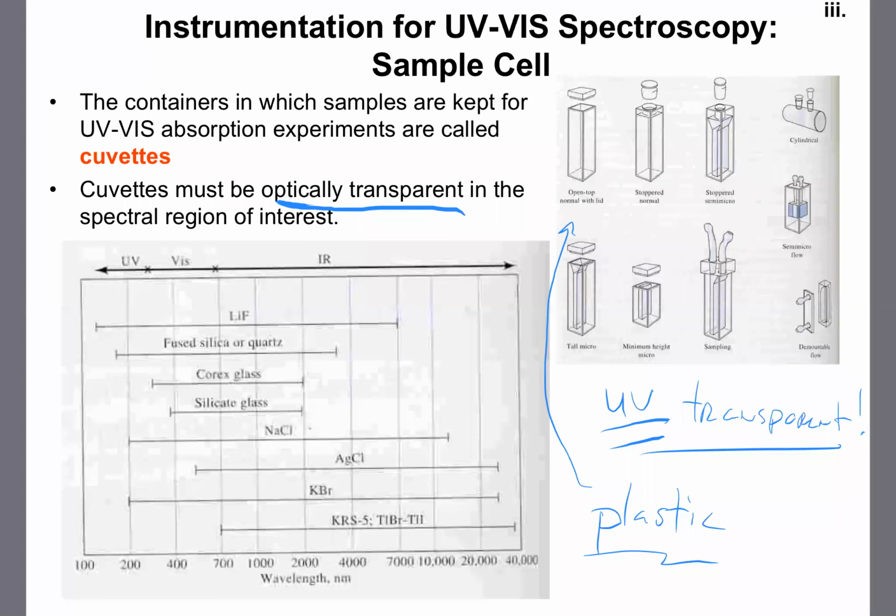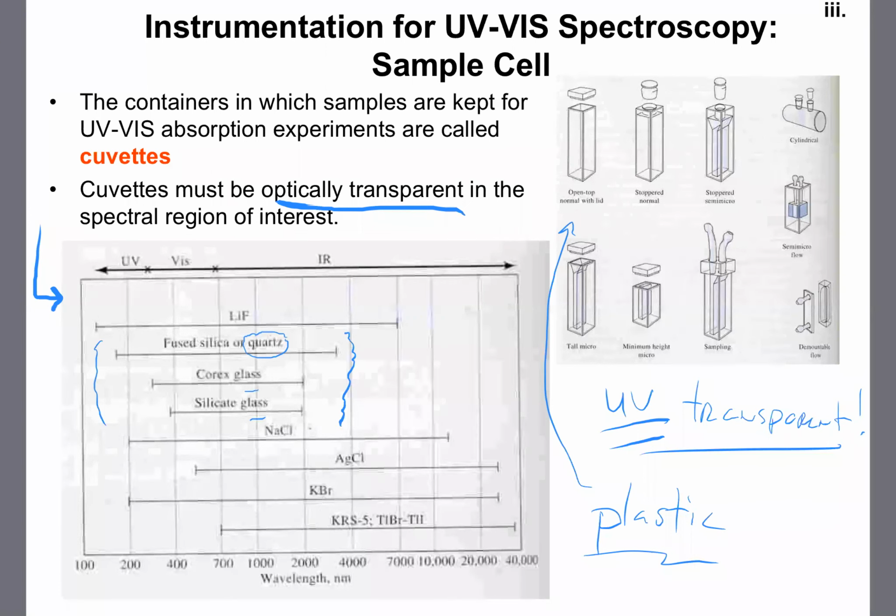So if you consider this figure right here, it is a list of transparency windows for different materials. I don't think they have a plastic entry here, but the ones to look at, I'm going to try to highlight these 3. These are typical materials that you might make cuvettes out of for molecular absorption spectroscopy. You can make them out of silicate glass, Corex glass, which has a slightly different composition, and then lastly, fused silica or quartz.